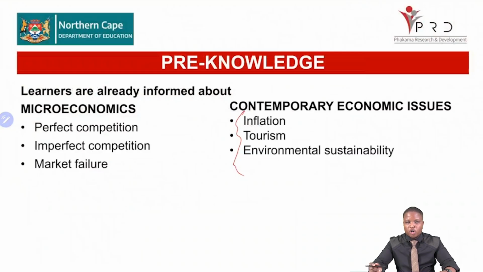You find contemporary economic issues in question 1, which is compulsory, and question 3, which is only contemporary economic issues for 40 marks, and question 4, where there's 20 marks for contemporary economic issues and 20 marks from microeconomics. You also find contemporary economic issues in question 6, 40 marks essay. So if you've mastered the contemporary economic issues, you've mastered your inflation, tourism, and environment. It means that you are going to be answering question 1, question 3, question 4, and question 6, where you find your contemporary economic issues.